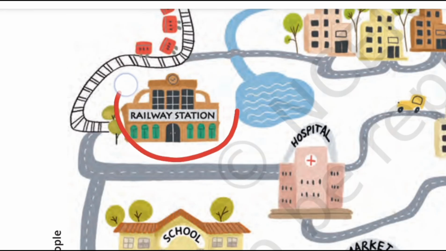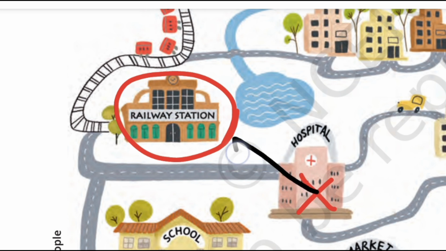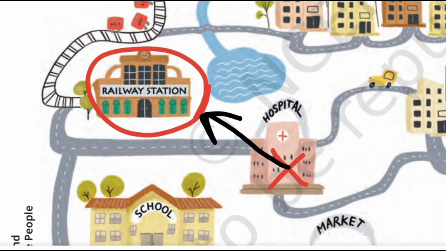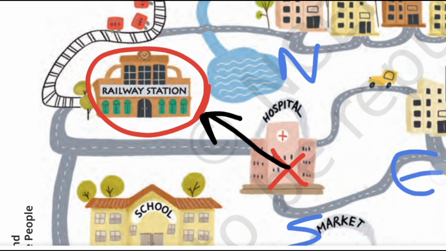You can see a railway station here, isn't it? So we want to find out the direction of the railway station with respect to the hospital. So what will we do? First we draw an arrow from the reference point, the hospital, towards the railway station. So the direction will be like this. Then we mark the directions: this is north, this is south, this is east, this is west.